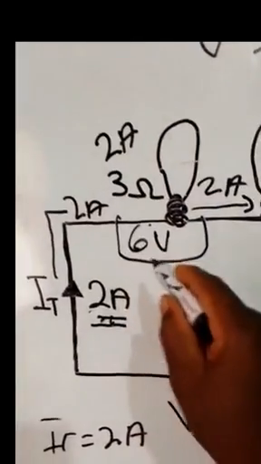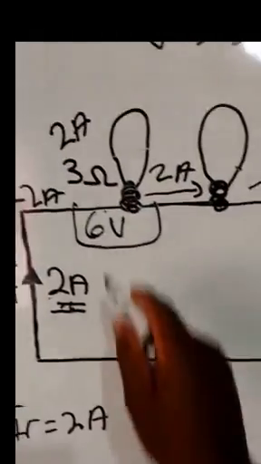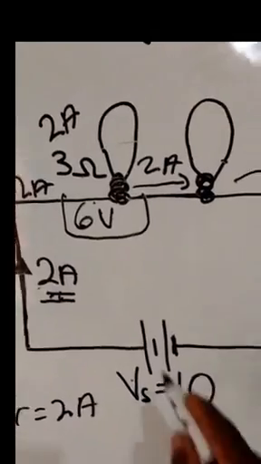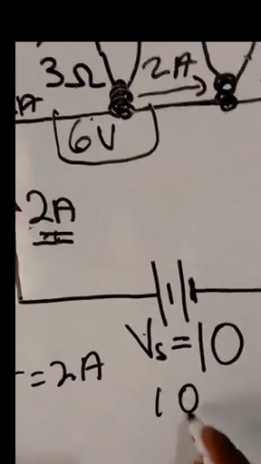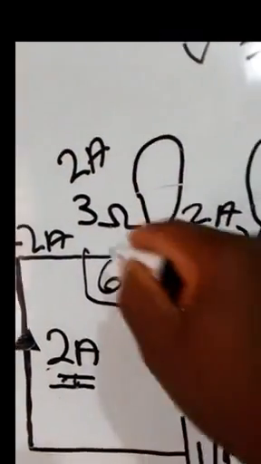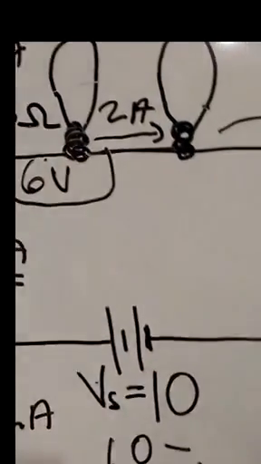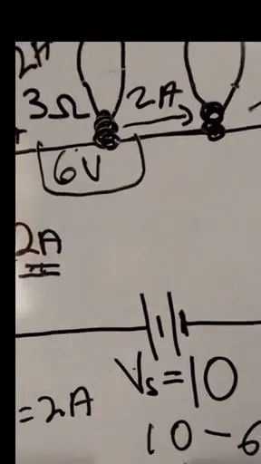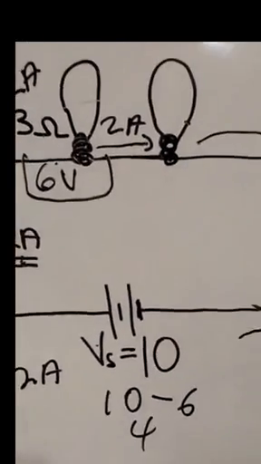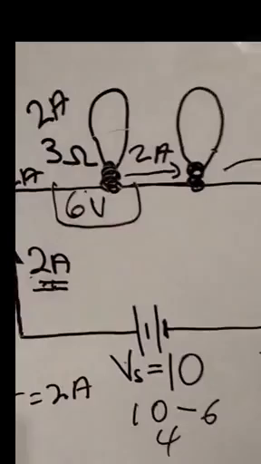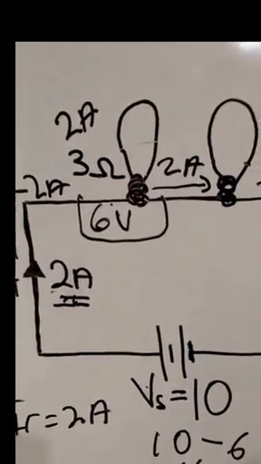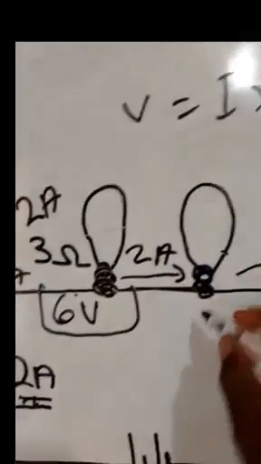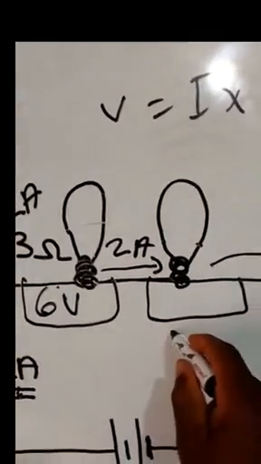Now, this is how we do it to get the resistance here. So this 6 volts has to be subtracted. We have to subtract this 6 volts from this 10, which is the supply voltage, minus the voltage in this particular 3 ohm resistor. So 10 minus 6 will give us 4. So this 4 is the voltage now. So now we are going to have 4 volts here.